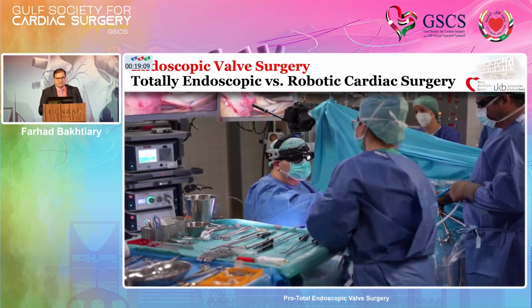And this is the setup of a total endoscopic approach. We have some long-shafted instruments. We have 3 monitors: one 2D for the scrub nurse, one 3D for the assistant, and the surgeon is looking at the other monitor with 3D 4K visualization.